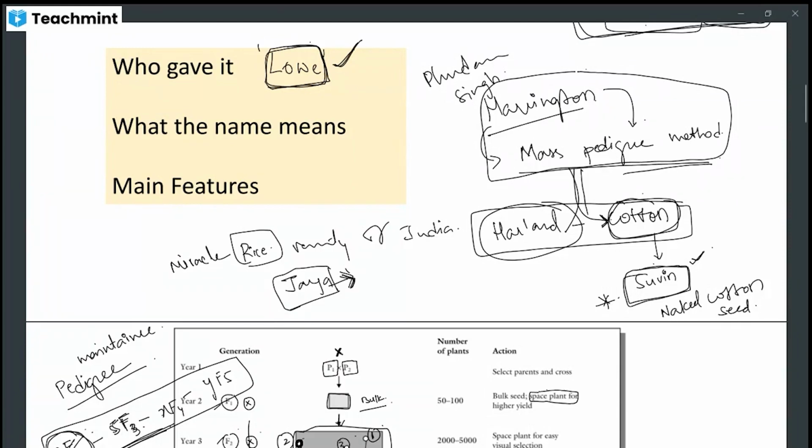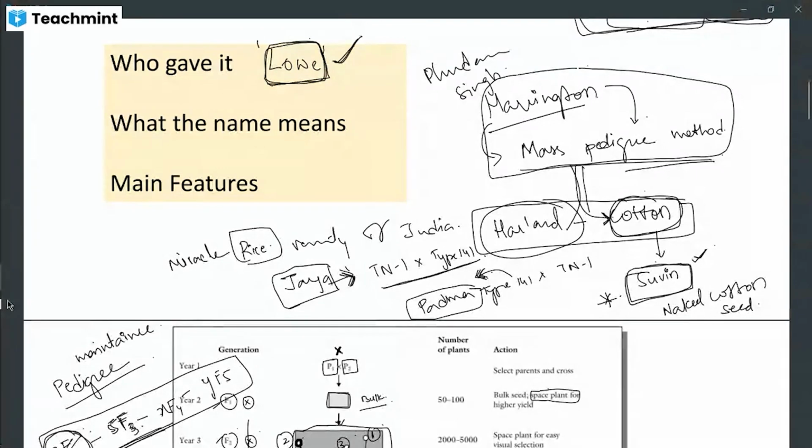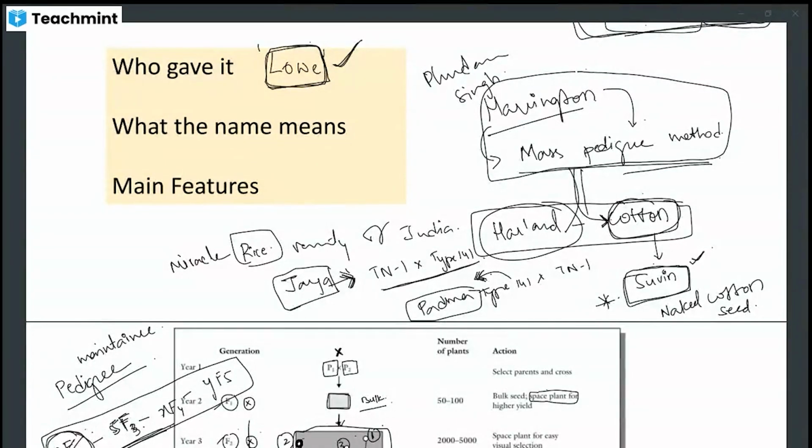So please remember the parentage of Jaya. It is Taichung Native 1 into Type 141. And if you reverse this cross, they have obtained the other variety, which is known as Padma. So Taichung Native 1 into Type 141 gives Jaya, but Type 141 into Taichung Native 1 led to the production of the variety named Padma. Is it okay? So please remember the parentage.